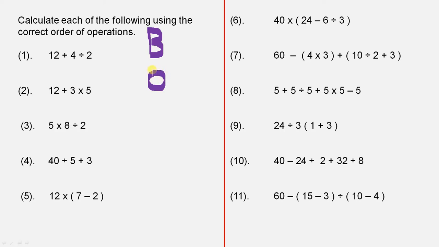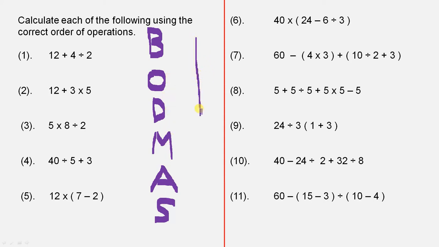B O D M A S. This word appears in the lesson and it gives us a clue as to the order of operations, which operations we do first. That stands for brackets, of, that's just, don't worry about the word of, it's just put in there so we can make a word. Division, multiplication, addition, subtraction. So that's the order that we do the operations in.